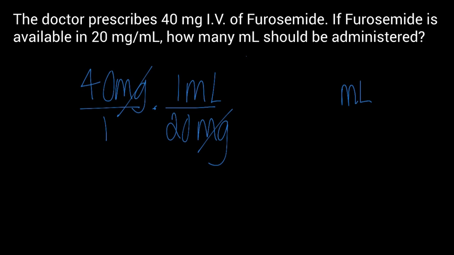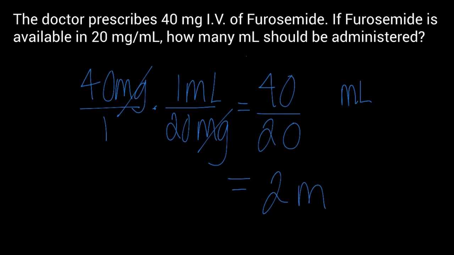So now that the milligrams are gone, I'm going to multiply the numerator, which is 40, and multiply across the denominators, which is 20, and then I'm going to reduce. So 40 over 20 gives me 2 milliliters.